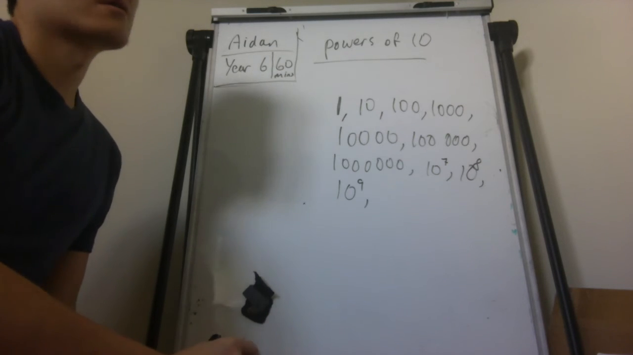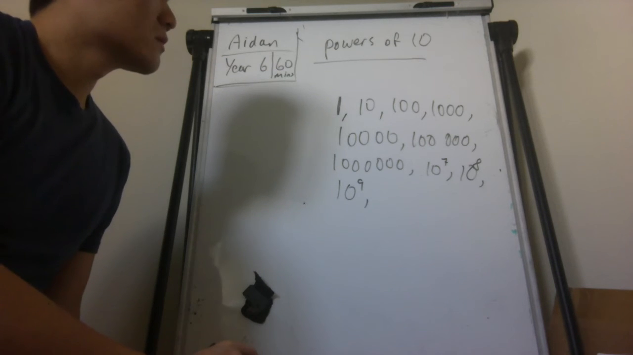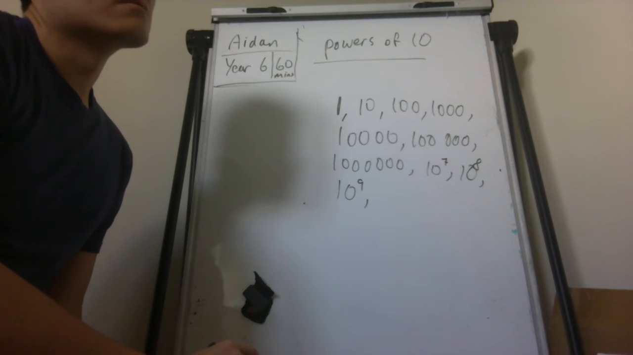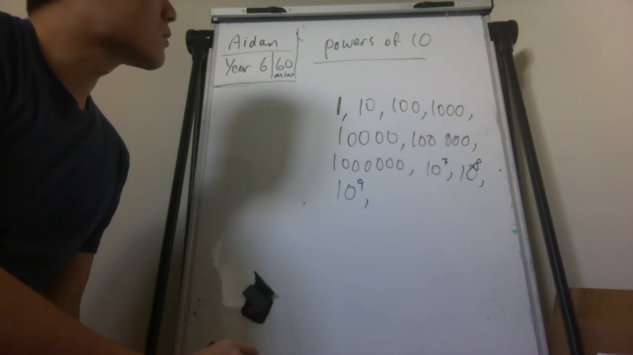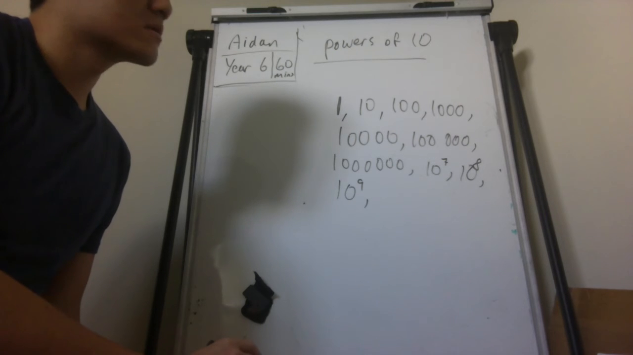And then you get to, what's after trillion? Might get to quadrillion, then quintillion, sextillion.